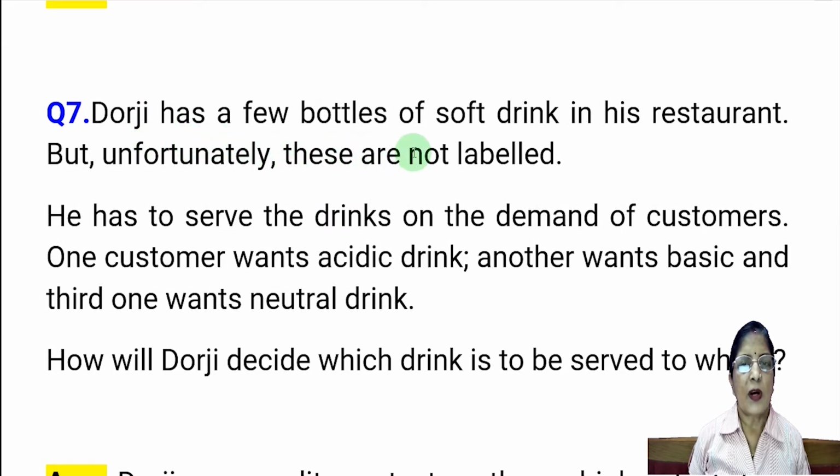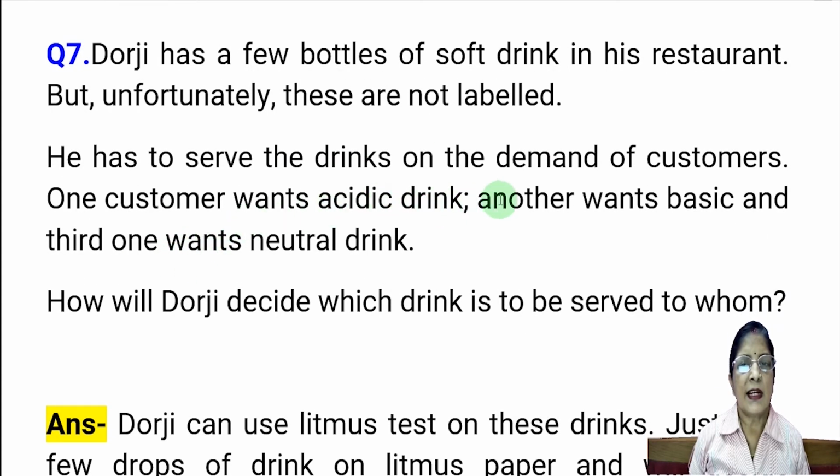Now question number 7. Dorji has a few bottles of soft drink in his restaurant, but unfortunately, these are not labeled. He has to serve the drinks on the demand of customers. One customer wants an acidic drink, another wants a basic drink, and the third one wants a neutral drink.